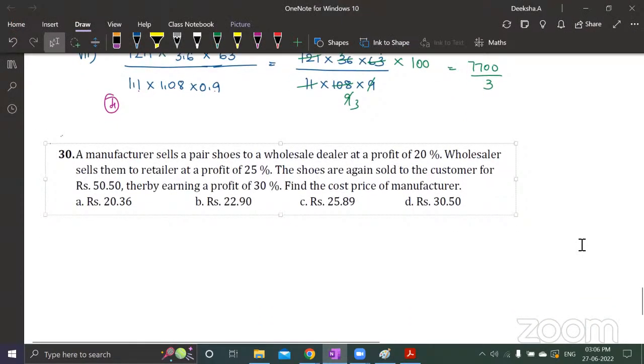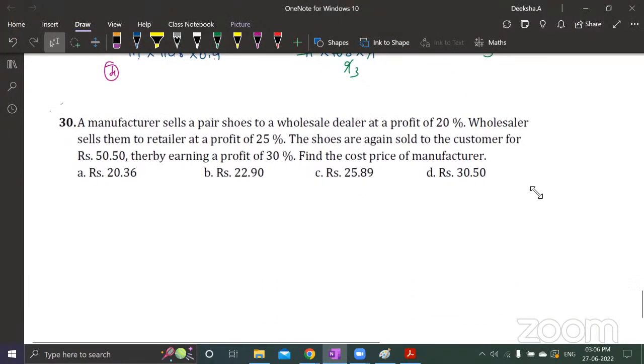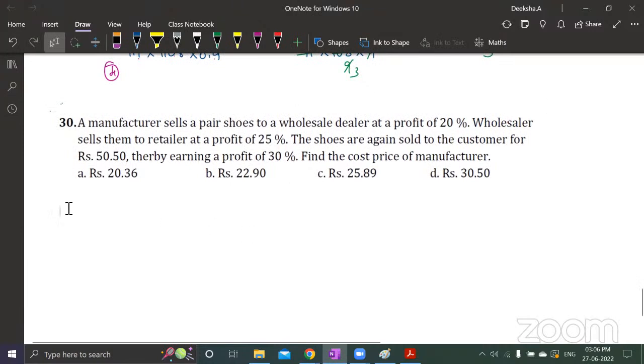So we have a question here. A manufacturer sells a pair of shoes to a wholesale dealer at a profit of 20%. Immediately you should write the percentage factor here. Profit means percentage increase, right? There is a change in percentage, and profit is always an increase, while loss or discount is a decrease. So for a profit of 20%, the percentage factor is 1.2.